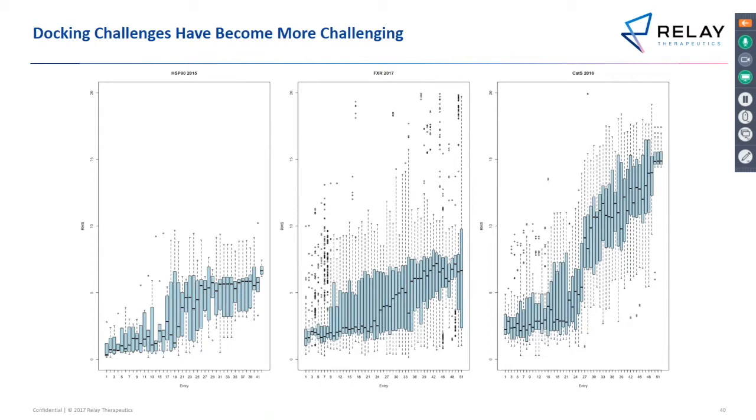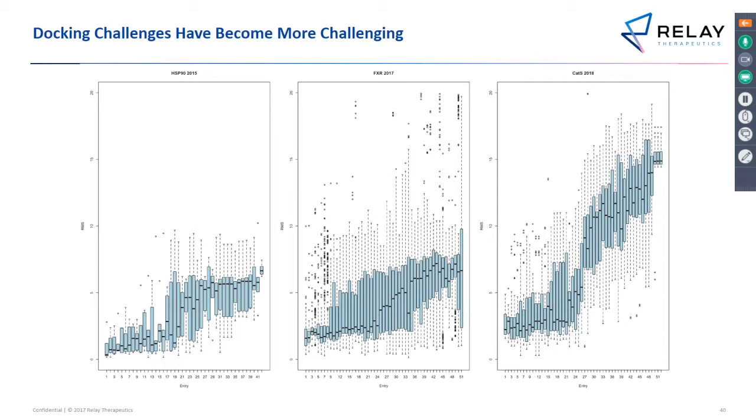I did want to talk about all that was around free energy scoring. I also wanted to talk a little bit about docking, just a couple slides. Our docking challenges have definitely become more challenging. This last challenge, this one's really a hard data set if you did it de novo. The first plot is the HSP90 data set from the first grand challenge. The second is the FXR data set from the second grand challenge. And the results on the right are from Cathepsin S from the most recent challenge.